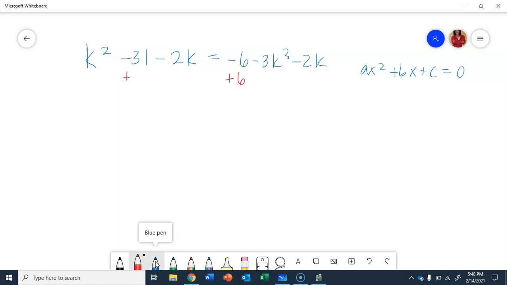Well, I need to put a plus 6 over here, and that's its like term. This negative 3k squared needs to change to a plus 3k squared. It needs to go right here under the k squared term. And then this minus 2k needs to become a plus 2k, and it also needs to go under the k term. So again, this is 0. This cancels out for 0. This cancels out for 0. So on the right side, now we have a 0.